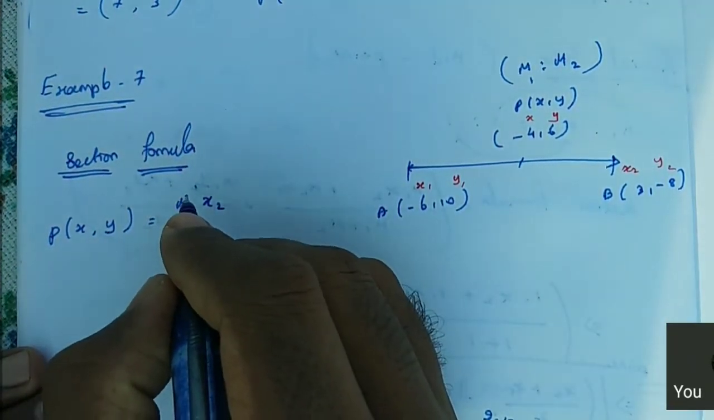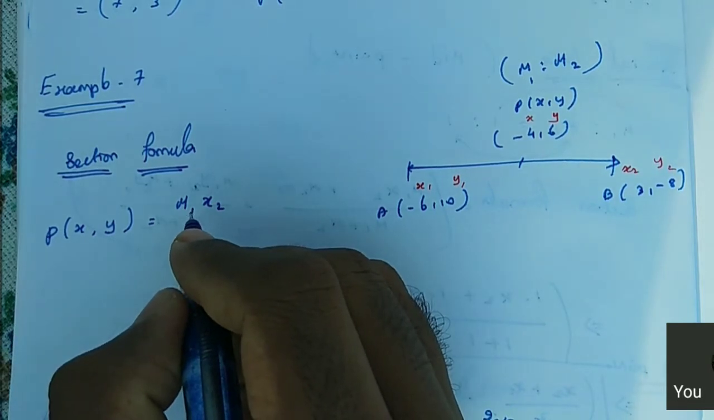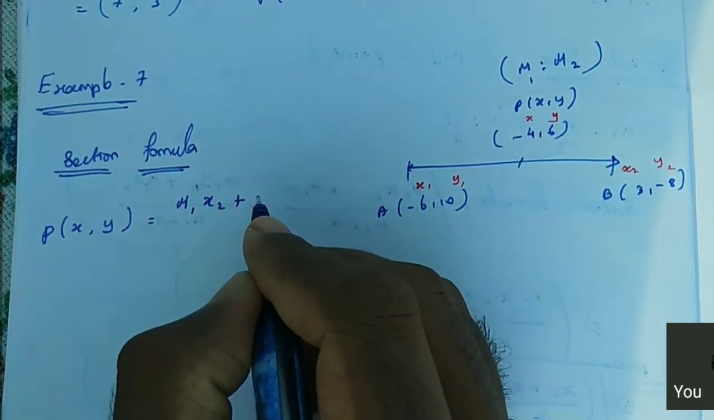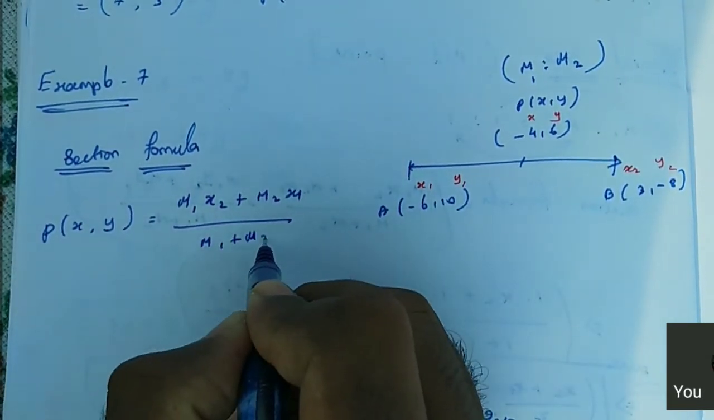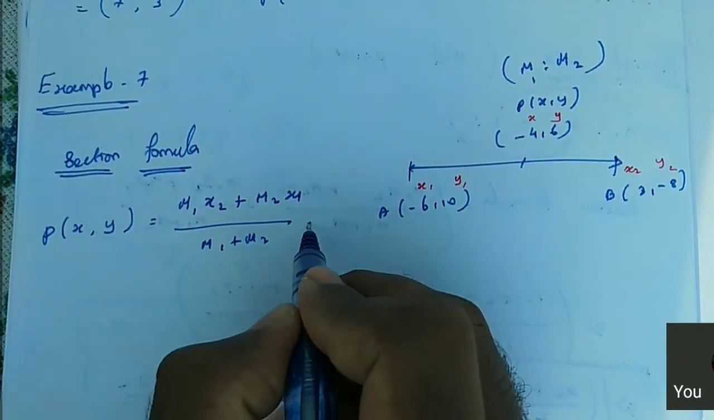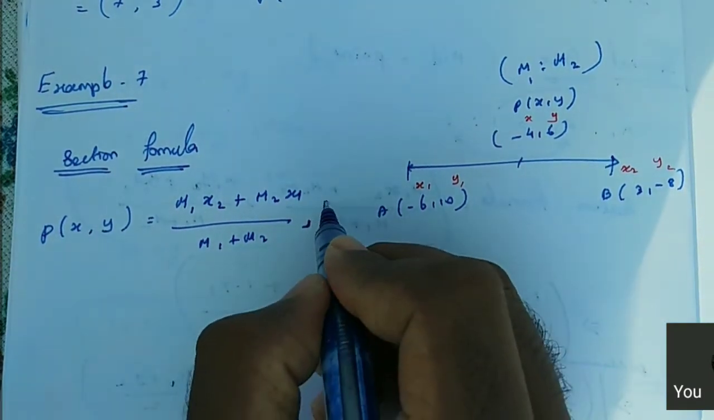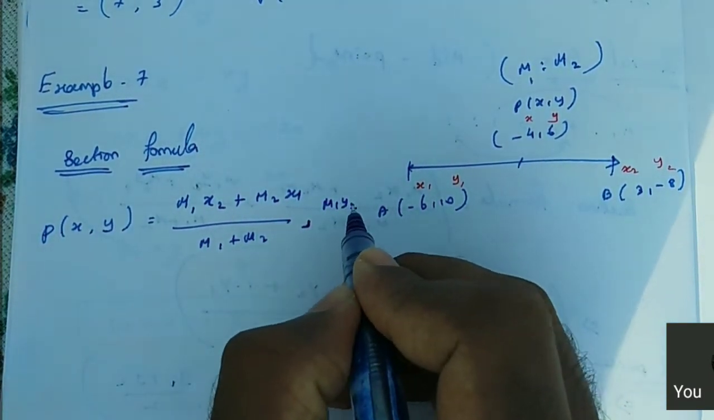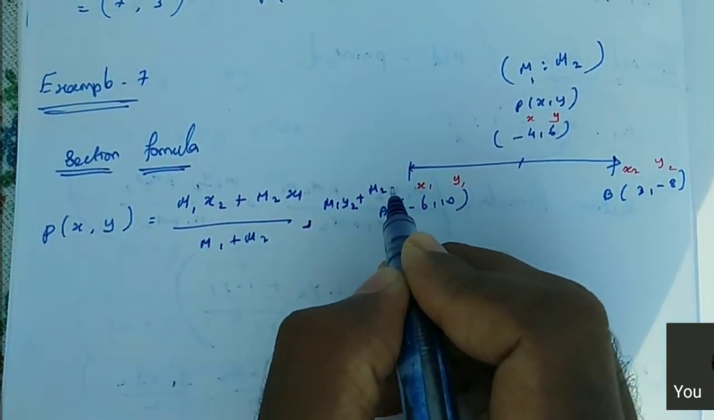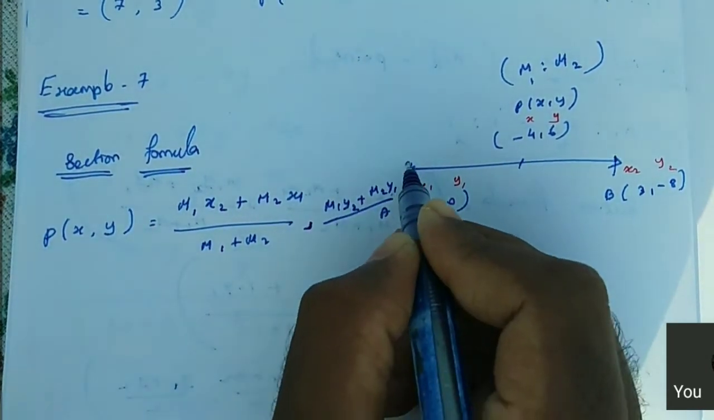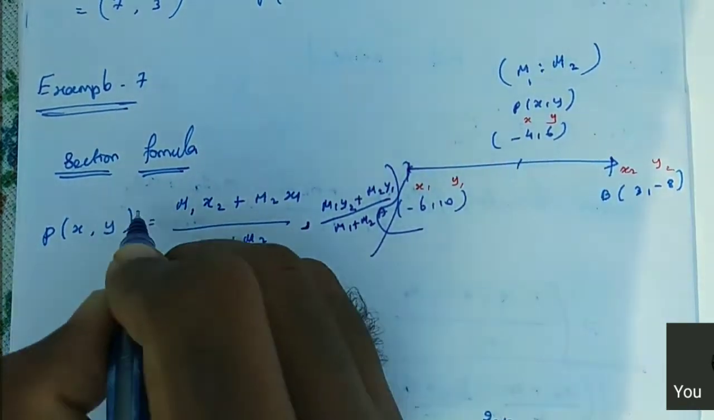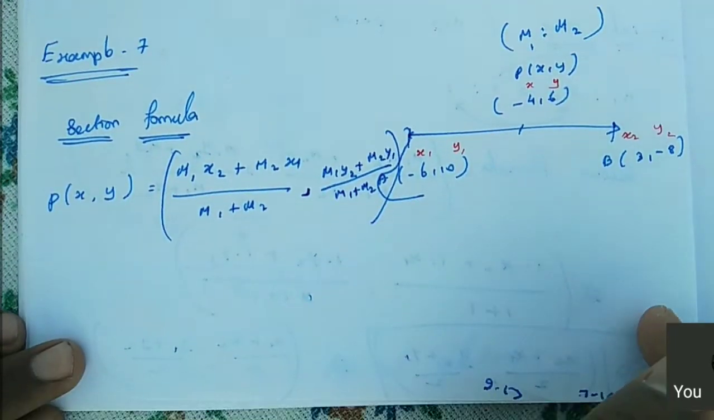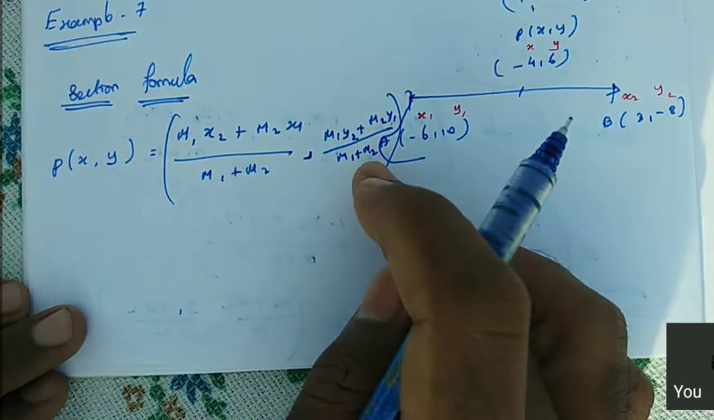The formula is m1 x2 plus m2 x1 divided by m1 plus m2, comma, and it is important that there is a comma here, then m1 y2 plus m2 y1 divided by m1 plus m2, and the bracket is also important. Clear? Please adjust, I don't have space here, I just wrote it.